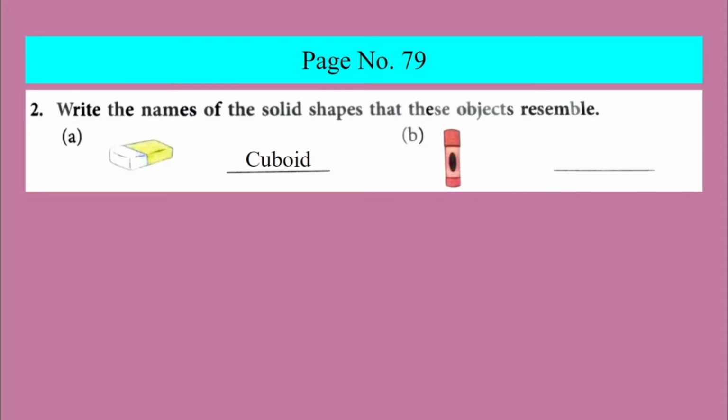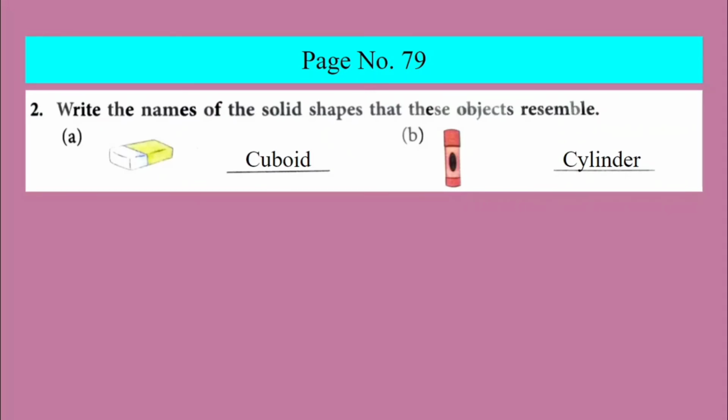Now look at the object in the part B. Name the object. Yes, it is a torch. Which shape does a torch resemble here? Very good. It resembles a cylinder because it has a circle at the top and bottom and has a curved surface that is smooth all around.